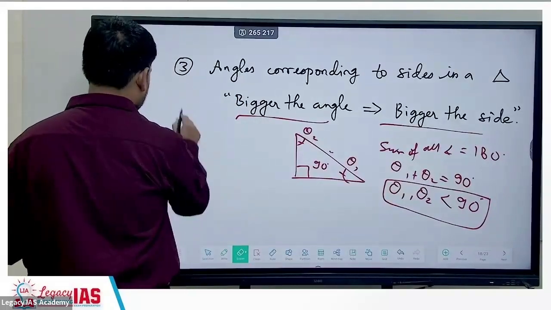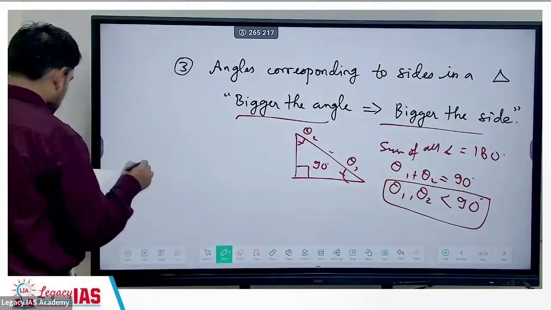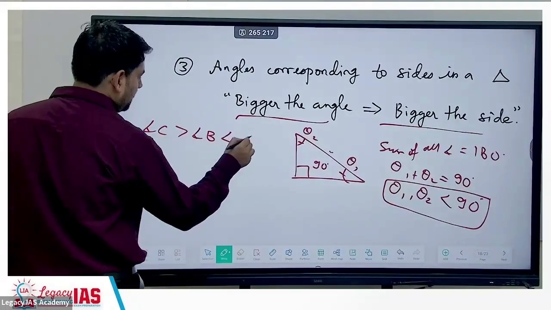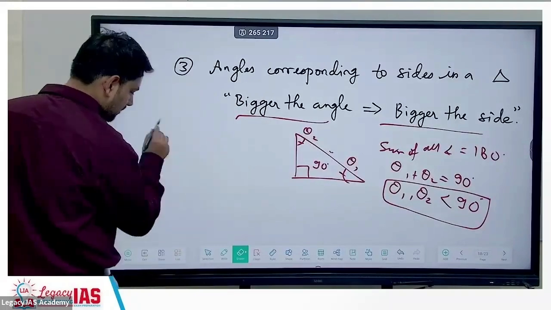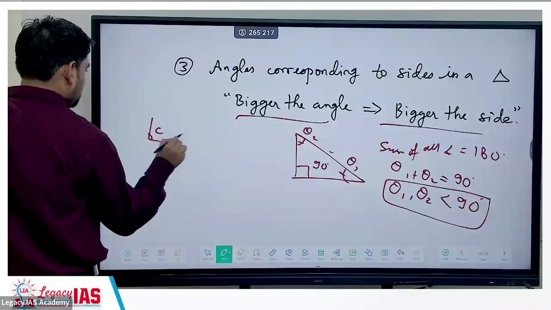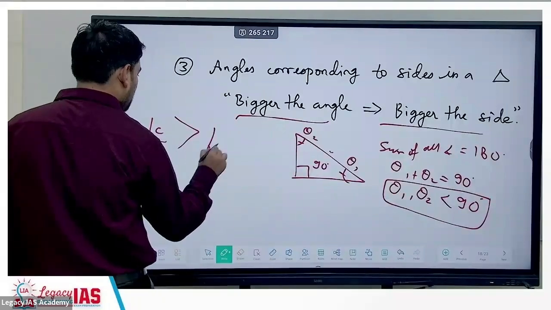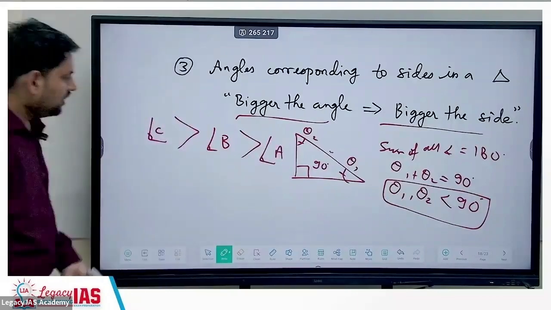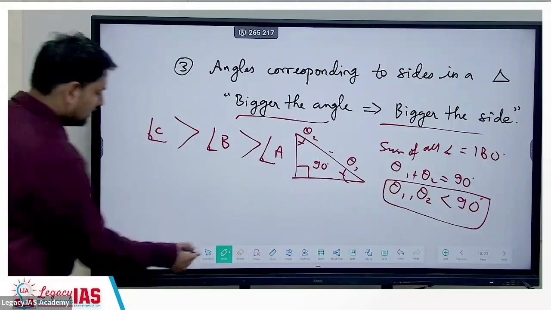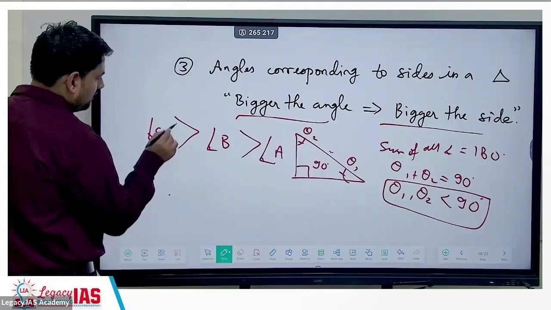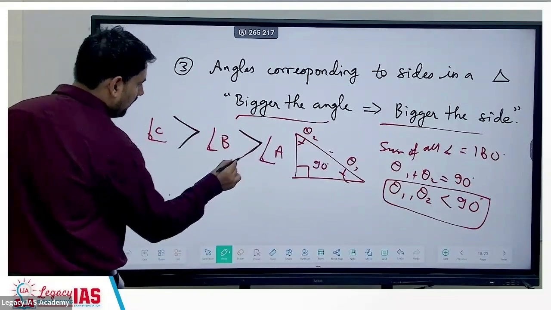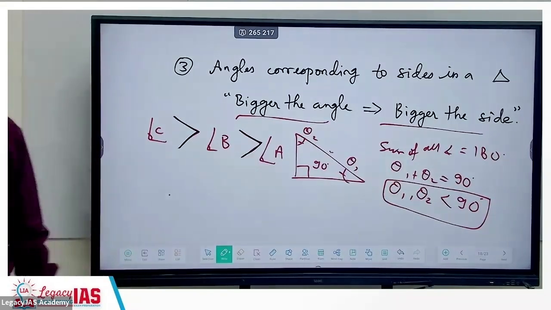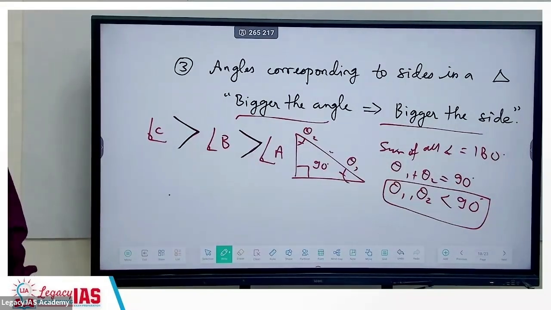The opposite of this also holds. Like if angle C is greater than angle B is greater than angle A, wait, I'll change the colors. Okay, if angle C is greater than angle B is greater than angle A, what can we say about the sides? Same order they have to follow.